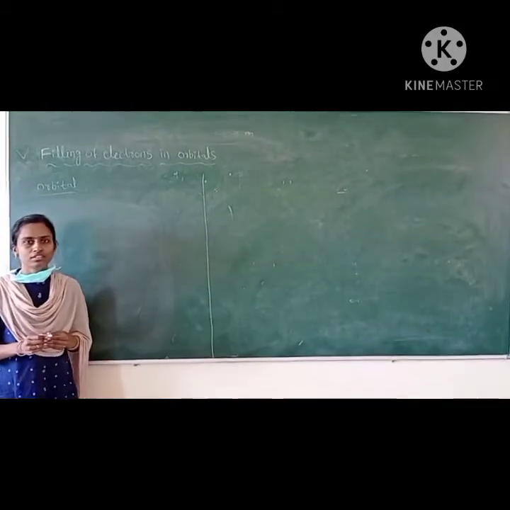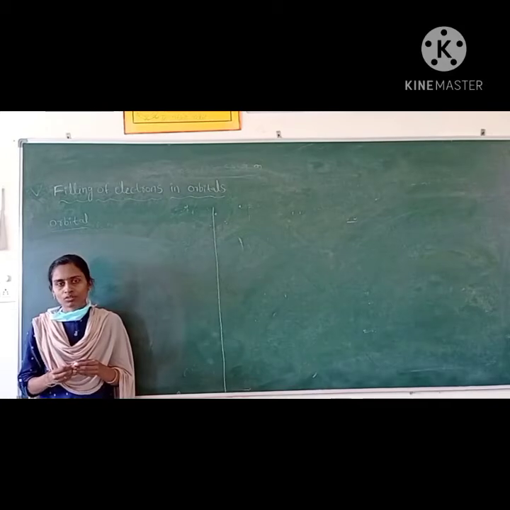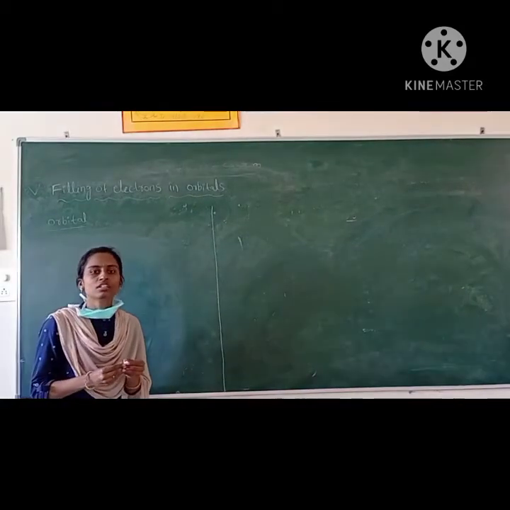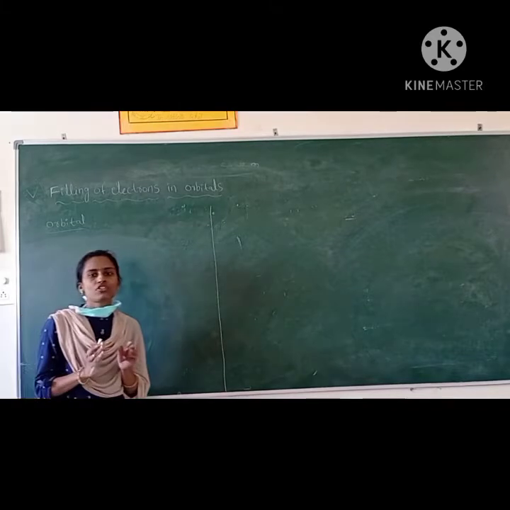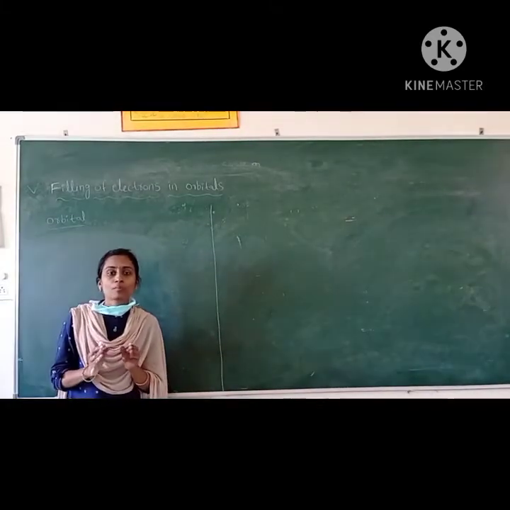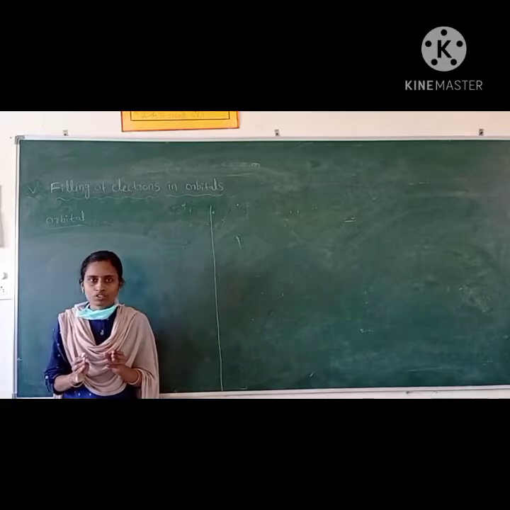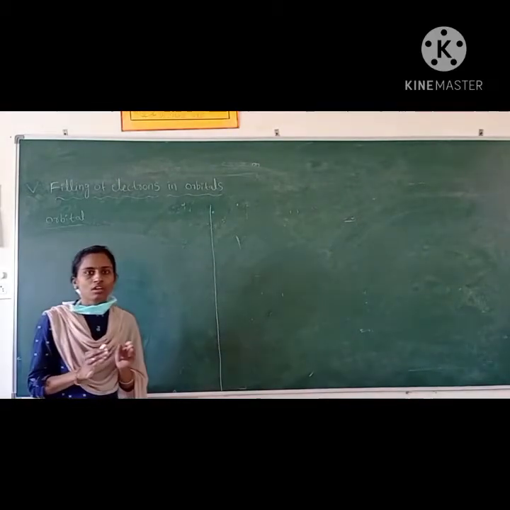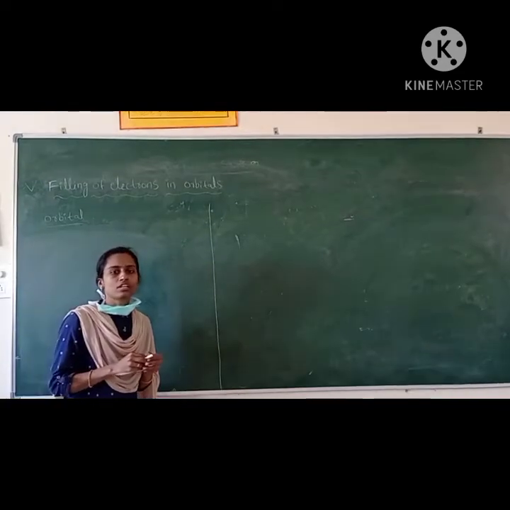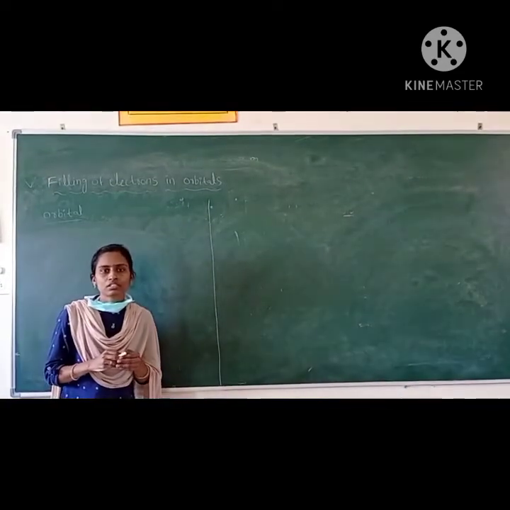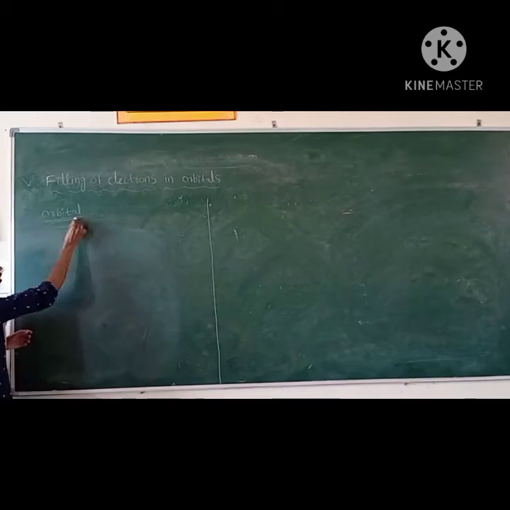Today I will discuss the topic filling of electrons into orbitals. So we have defined the orbital. What is an orbital? It is a three-dimensional space where the probability of finding an electron is maximum. That is called an orbital. So in orbitals, how will the electrons be filled? There are some principles to fill the electrons in orbitals.